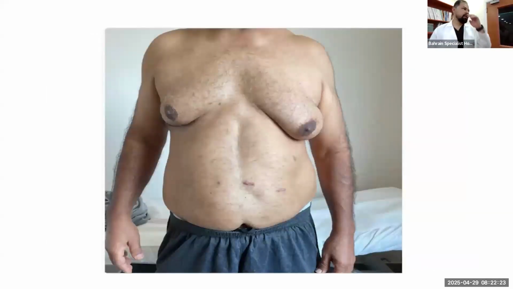This is grade 4. If we do only liposuction and gland excision, we'll do that also, but what happens is the skin will sag down, so it produces a bad kind of result. So in this case, we need to go for excision and nipple grafting, a free nipple graft. I'll show you how it is done.